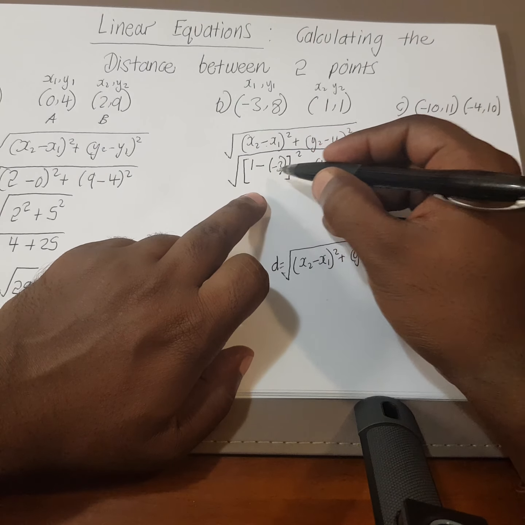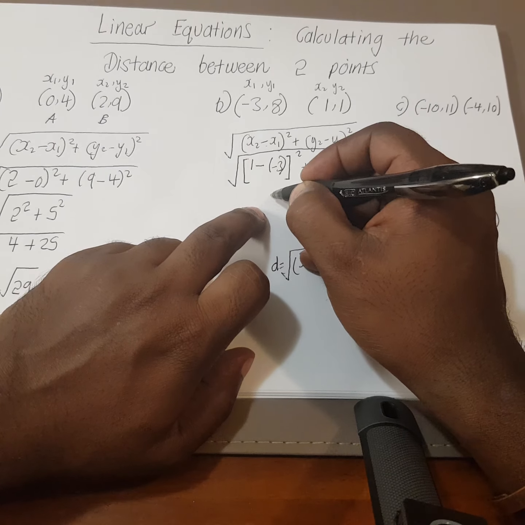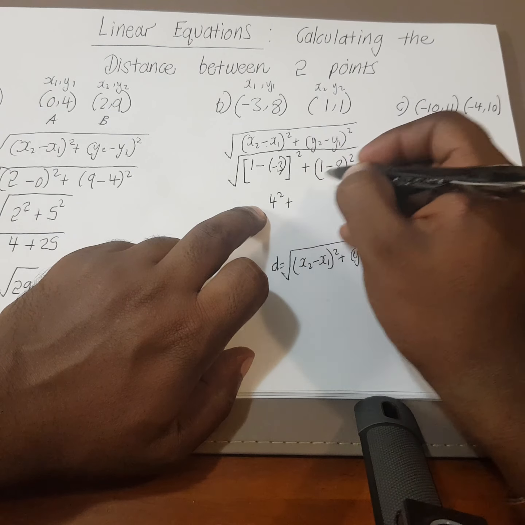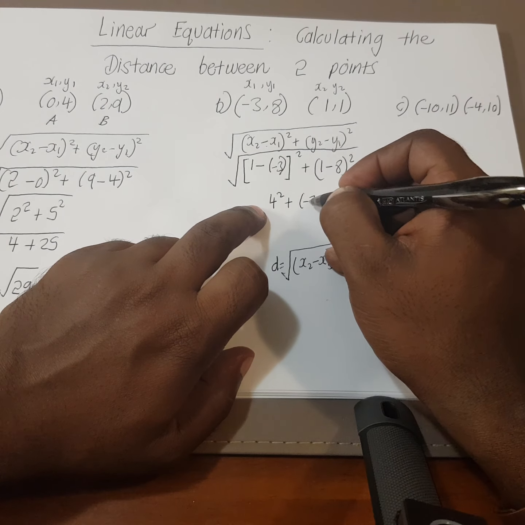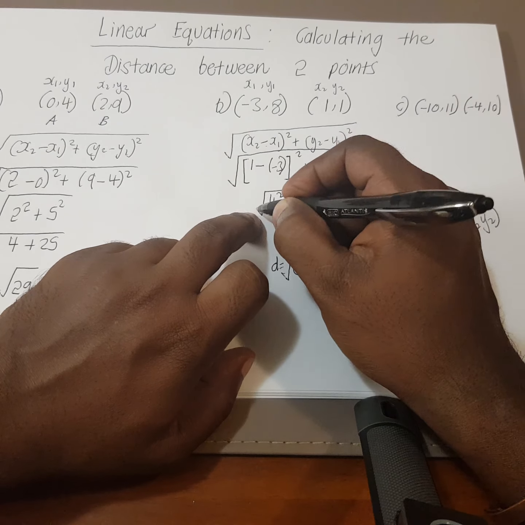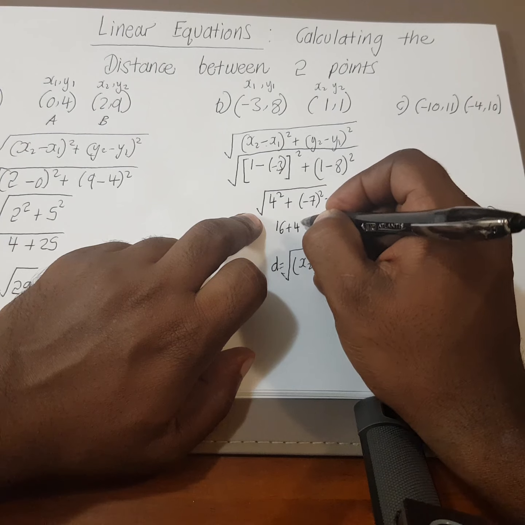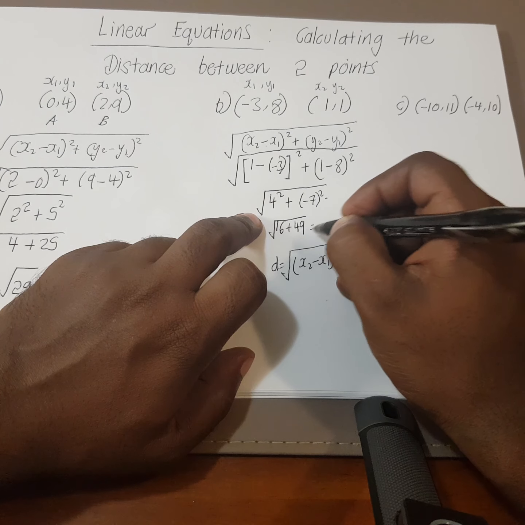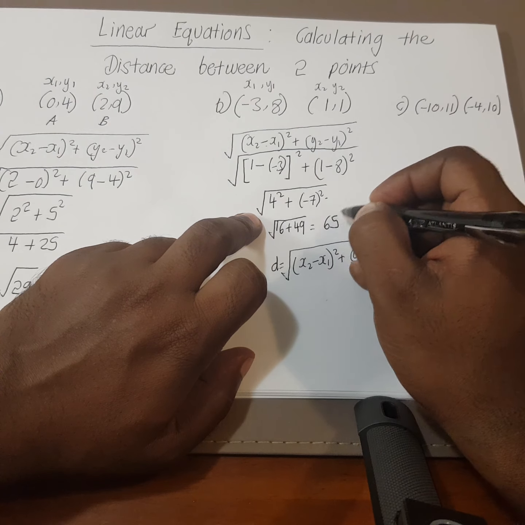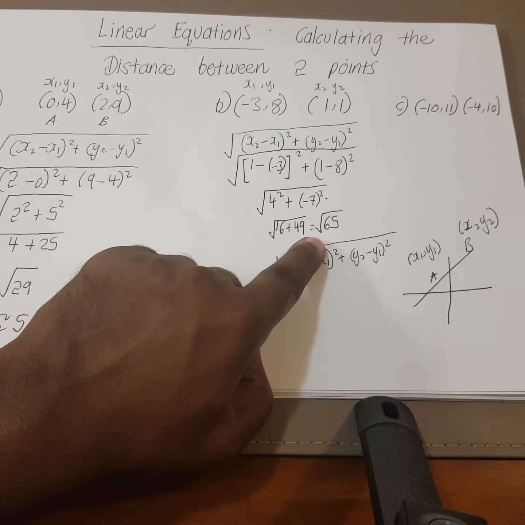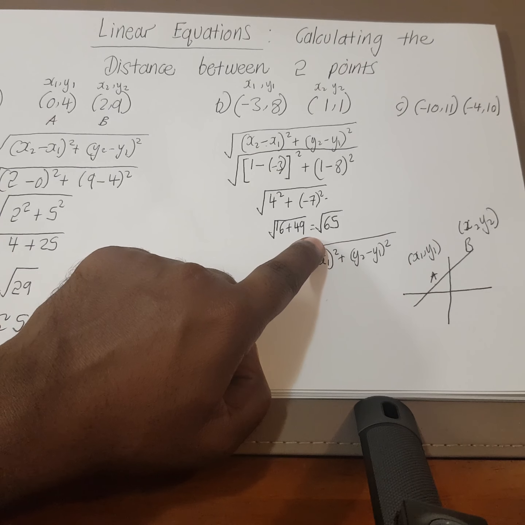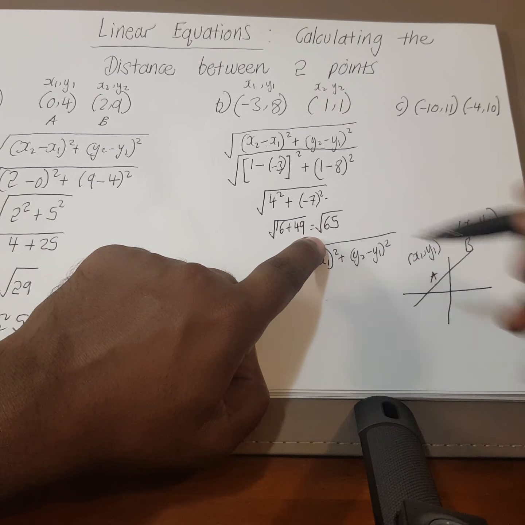1 minus minus 3 becomes 4 squared, and 1 minus 8 is negative 7 squared. When we add them, that becomes 16 plus 49, and that's going to be the square root of 65. Like I said, I don't have the calculator with me, but if this is a non-calculator section, you just leave the answer like that.